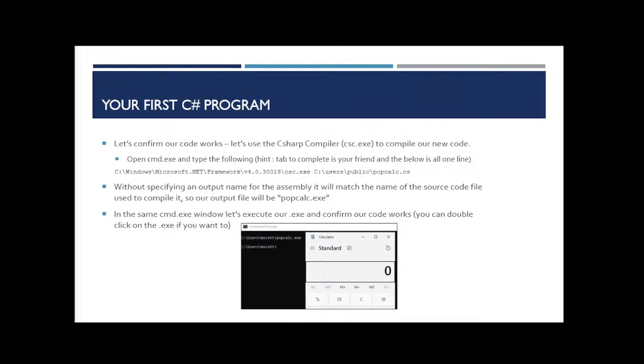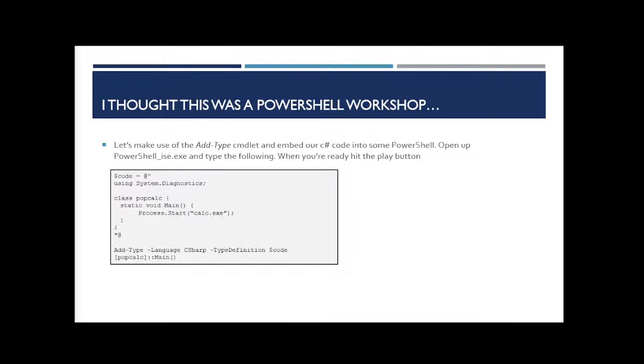If we wanted to, we could compile the code with the C:\Windows\Microsoft.NET framework csc.exe, and without specifying a name for the assembly, it's just going to match the name of the source code file, which in this case is popcalc. So instead of popcalc.cs, it'll be popcalc.exe. In the same window, we can just hit up and execute our code, and we see that a calculator is spawned. Alternatively, feel free to double click on the exe if you want.